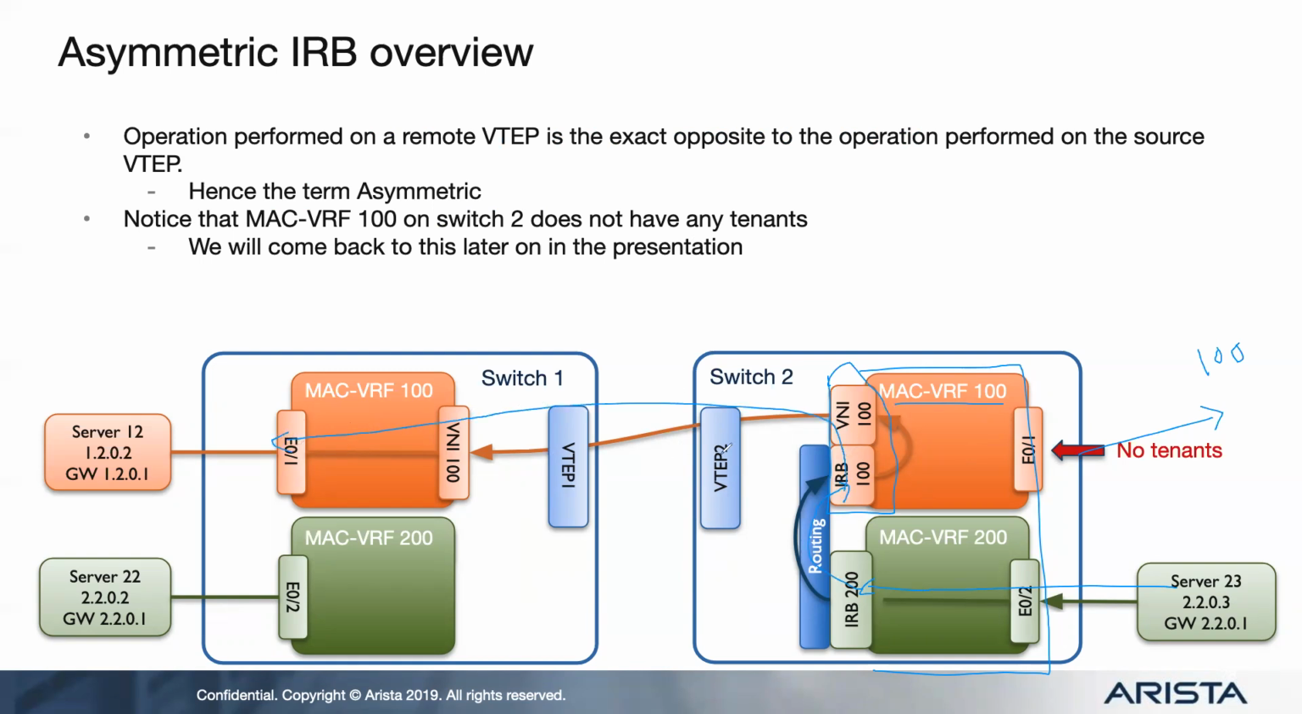So this is one limitation you can say of asymmetric IRB, that even though you don't have any tenants or host, still you need to have SVIs of all the VLANs. In case in your DC, if you have 100 VLANs, you need 100 SVIs. Okay. So this is not only one limitation, there are many which we will discuss. So this is one of it, right?